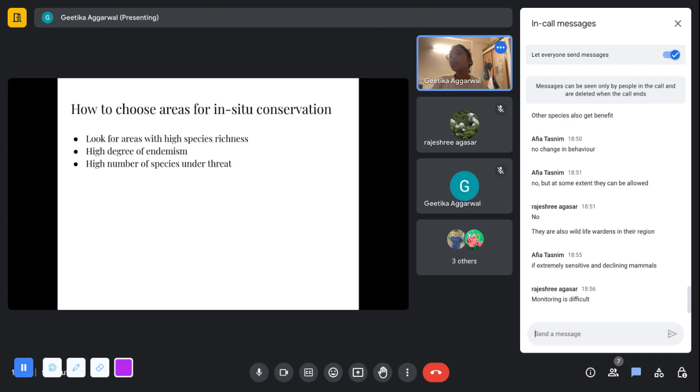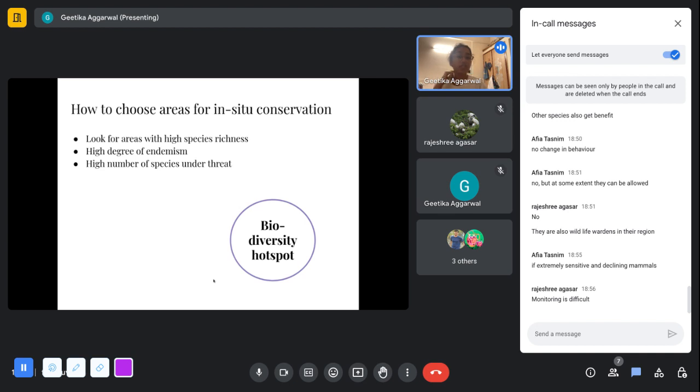And if the number of species that are under threat in that area is high, so if a lot of species in that area are under threat, then you would like to set aside that area as a conservation area or as a reserve. Okay, so all of these factors point towards a biodiversity hotspot.